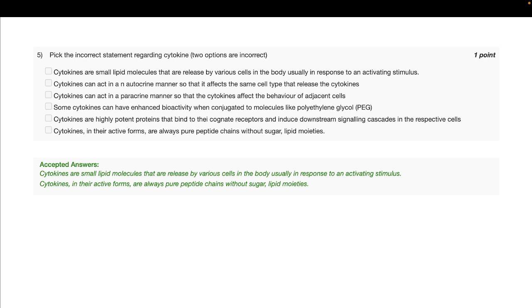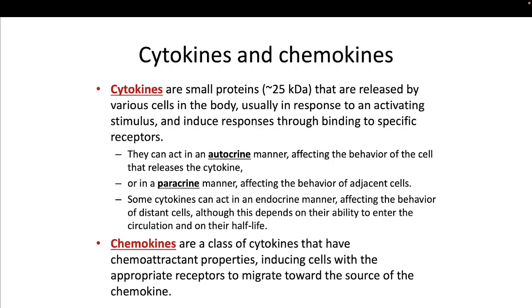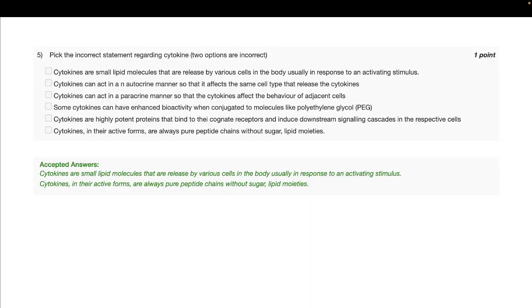So we'll look at what cytokines are, and then we'll come back to this question and look at every option. Cytokines, as I said, are small proteins which are released by various cells in the body, usually in response to an activating stimulus, and these induce responses through binding to specific receptors. Whenever they detect something like a microorganism, they cause your macrophages and dendritic cells to be activated. Looking at the options one by one: cytokines are small lipid molecules is wrong, because these are not lipid molecules, they are protein in nature.